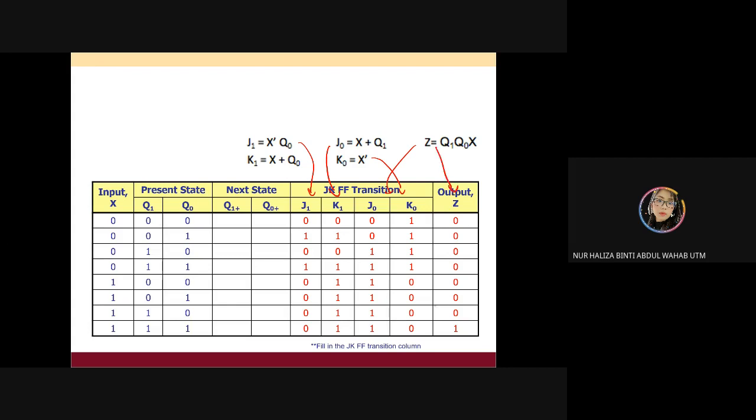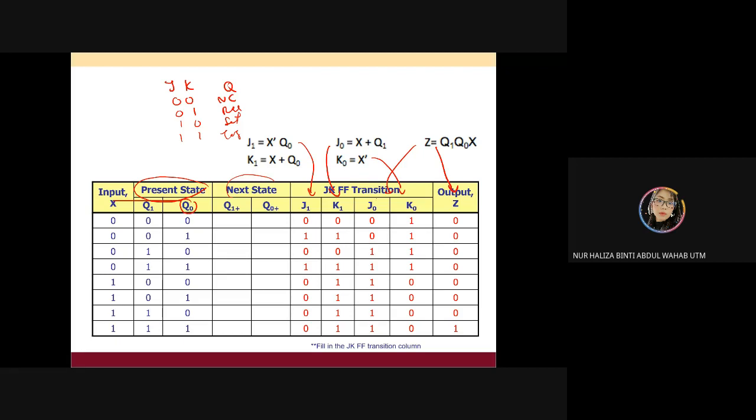Then after that, you can come up with the next step. The next step table, if you still remember JK, you have Q. 0 0, no change. 0 1, reset. 1 0, set. 1 1, toggle. So it depends on your present state, and you will come out to your next state following your value.